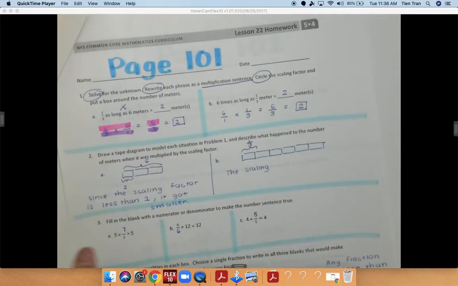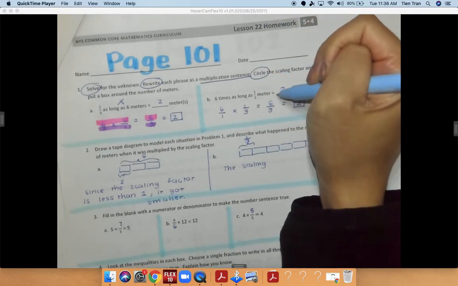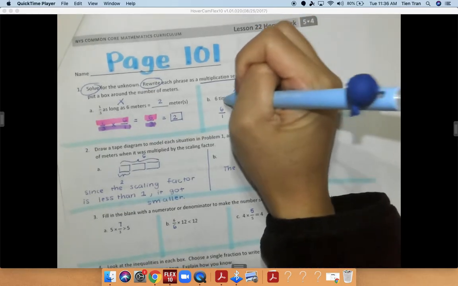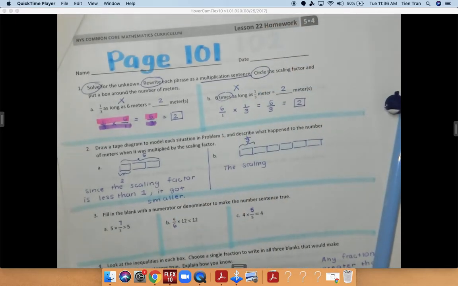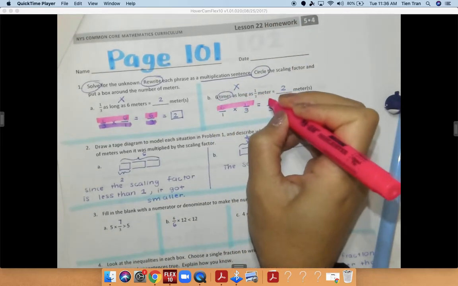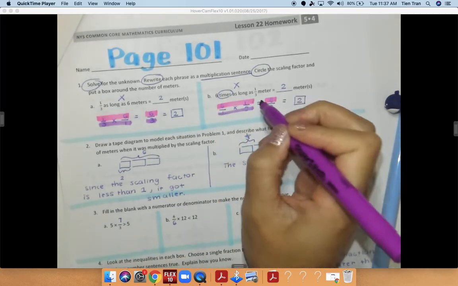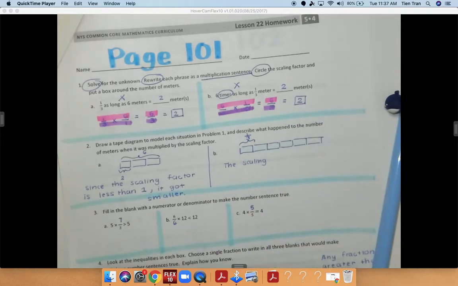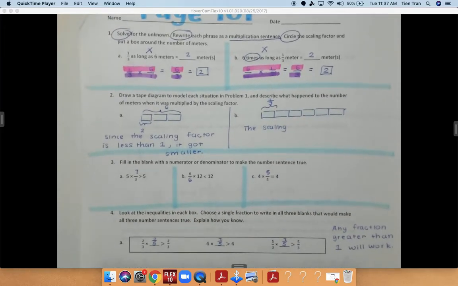For problem B, it says 6 times as long as 1/3 meter. So we are multiplying 6 times 1/3. So we have 6 times 1 is equal to 6, and 1 times 3 is equal to 3. So we have 6 divided by 3 is equal to 2 as our answer.